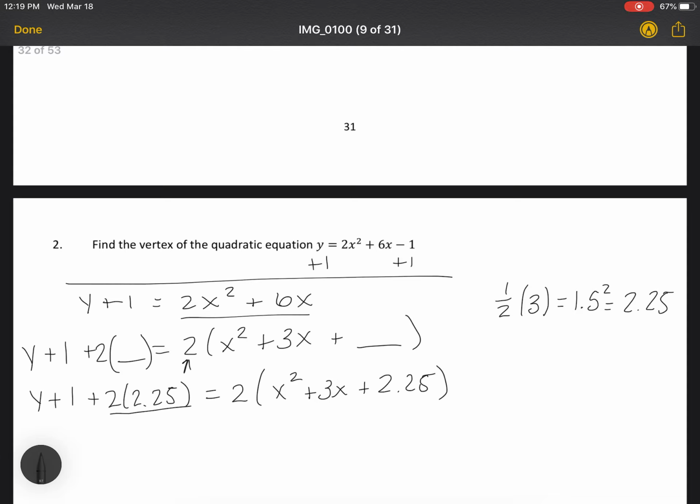Okay, from there I am going to evaluate this 2 times 2.25, and I'm going to add that to 1. So 2 times 2.25 is 4.5. If I add 1 to that, that becomes 5.5. And then I am going to use that trick again to factor this polynomial in the parentheses, that trinomial. Remember, it's going to have the same sign as the b value, and half of the b value is going to be the number that goes in the second position of the set of parentheses. So half of 3 is going to be 1.5.